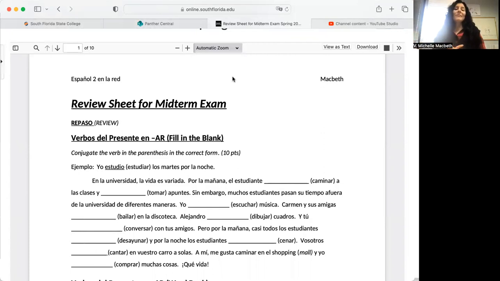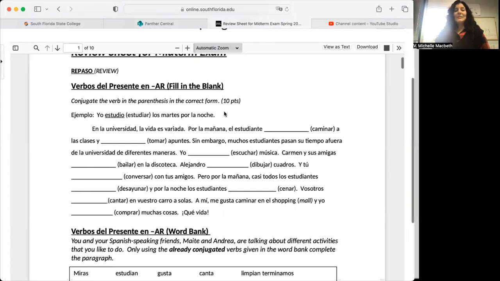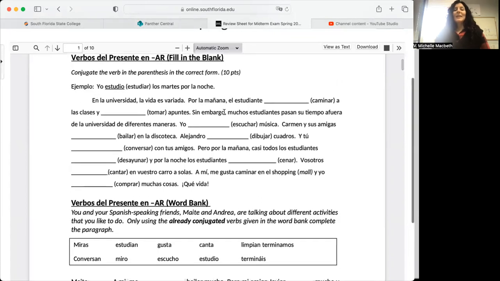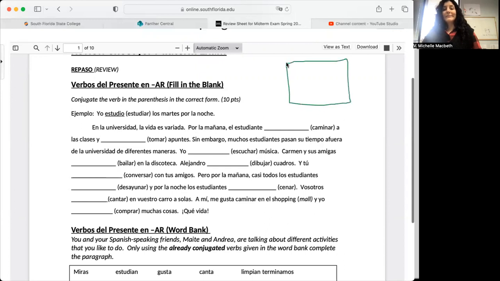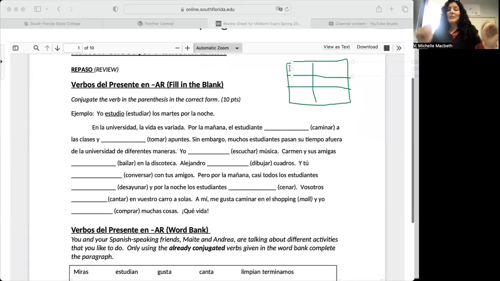Okay, so let's start here. This says review sheet for midterm, and then it says verbos en el presente en AR. If I was doing this section, how would I do this? The first thing I am going to do is write down my verb chart, because this is what I need to complete this section. If I don't have this, I'm just guessing, right? I don't want to be guessing, because I don't need to guess when the information is already there. So I'm going to write down my verb chart.